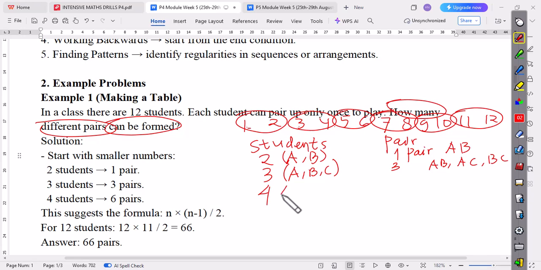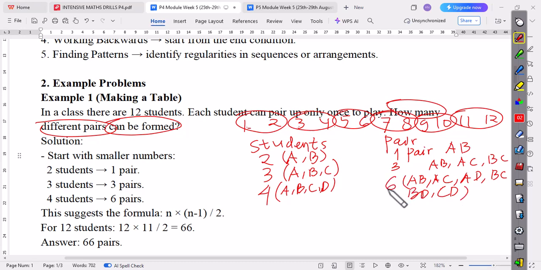What if we have four students, A, B, C, D? It means we can form AB, AC, AD, BC, BD, or CD. So here we have six pairs.